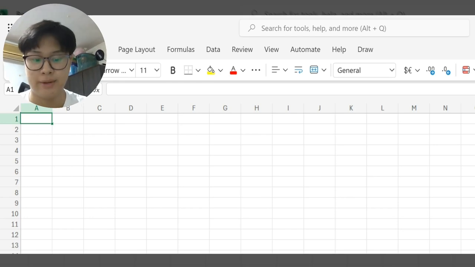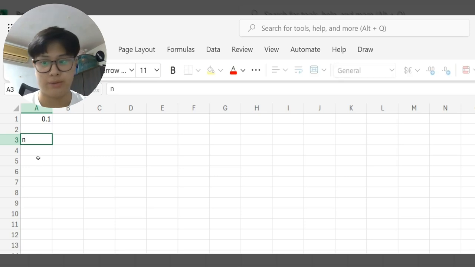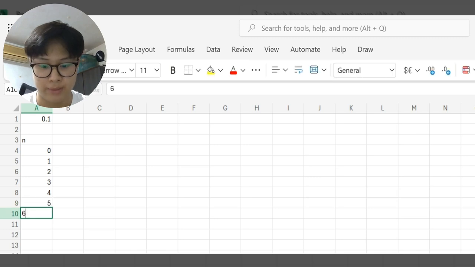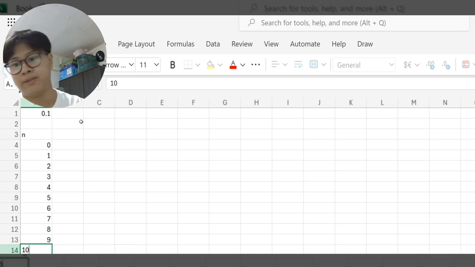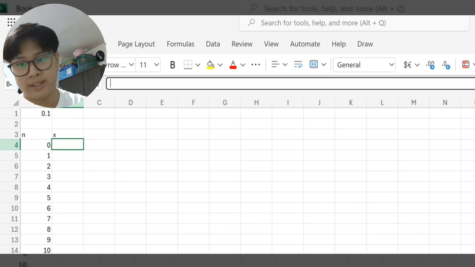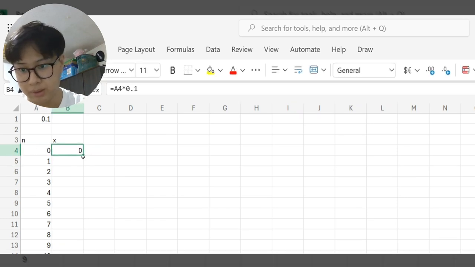So first we have to decide on the step size, which will be 0.1. And then we will create a table for the amount of steps taken, which will be 10, as we are trying to find the value of y at x equals 1, and we're starting from x equals 0. So we know that the value of x equals the step size times the amount of steps taken. So this will be the amount of steps times the step size, which is 0.1. And we'll apply this formula all the way until step 10.